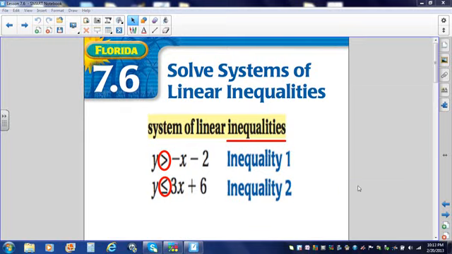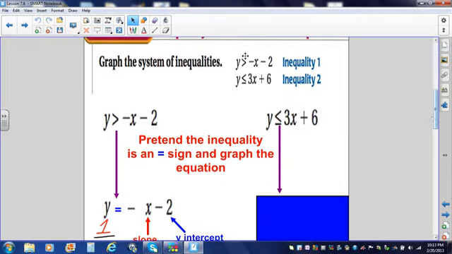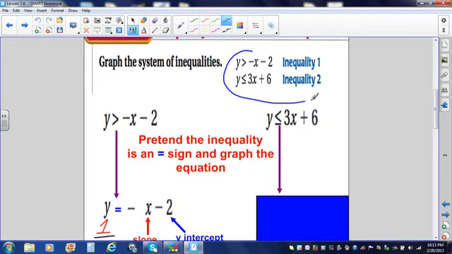This is lesson 7.6. We are solving systems, but this time our systems are not equations. Our systems involve inequalities. So here we have two inequalities. We call that a system of linear inequalities. If you would, please take a moment to write down the system of inequalities on your paper.